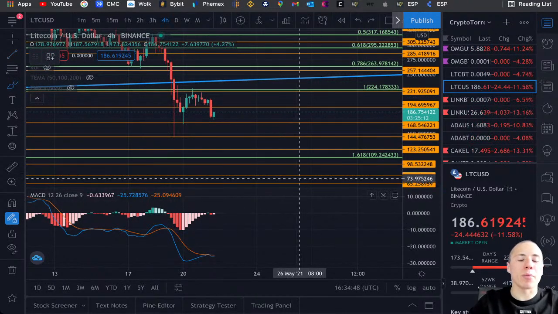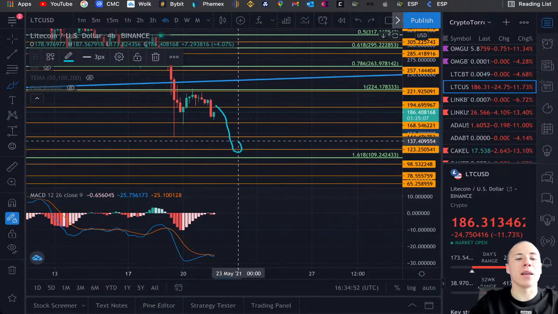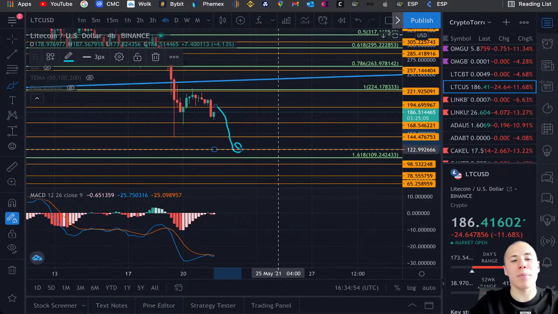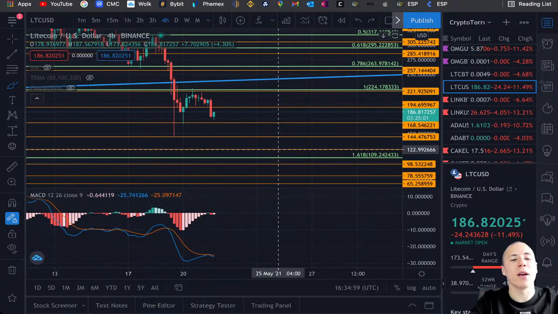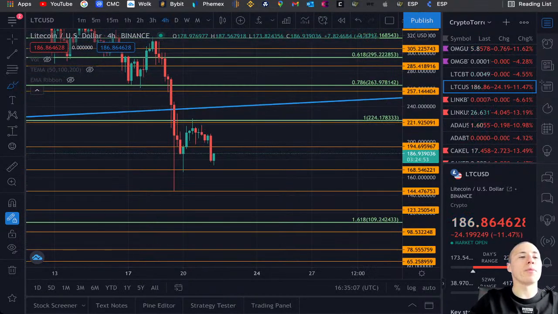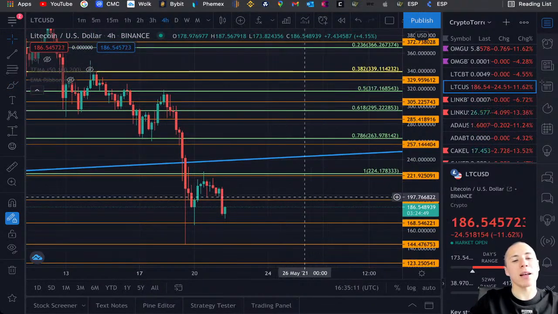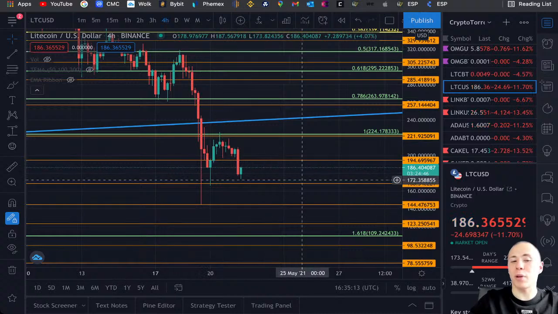Of course, it's my personal opinion, but we are seeing Litecoin drop all the way down to approximately, I personally think, $122. Sorry for that. So that's just for now. The MACD is not looking rather strong, is my personal opinion, of course, but it could be switching at any moment.